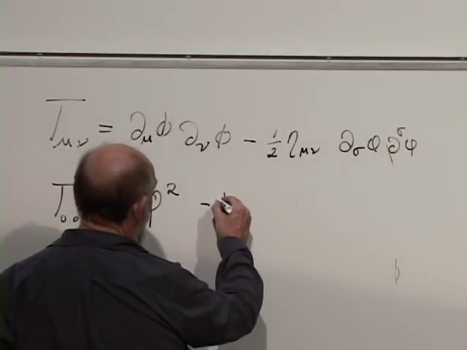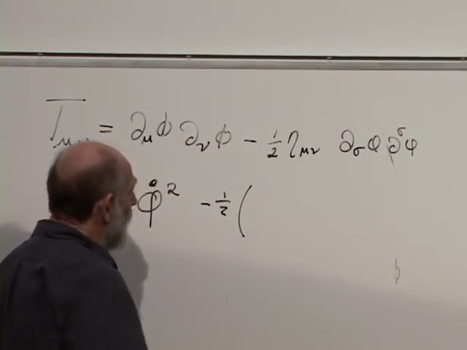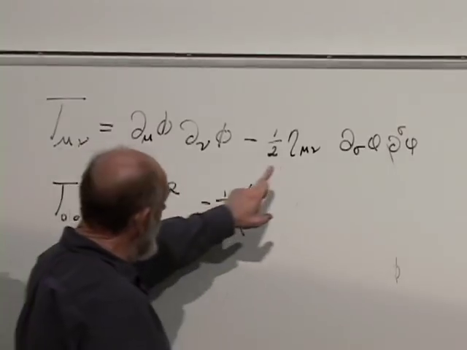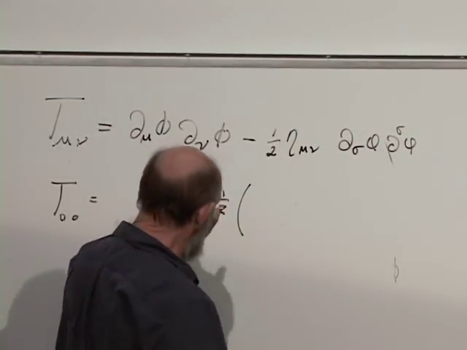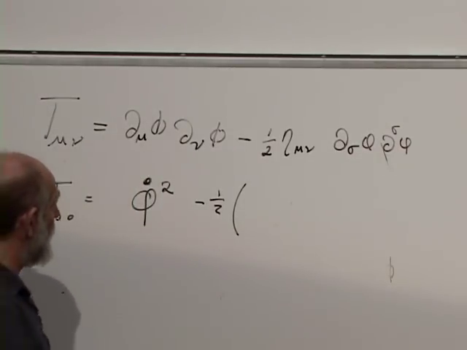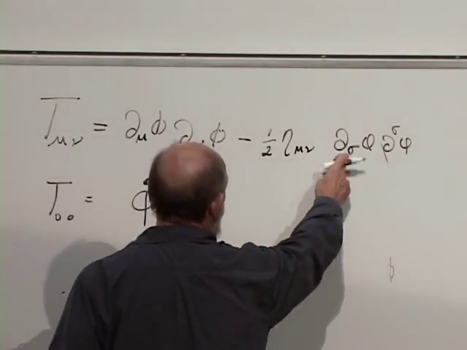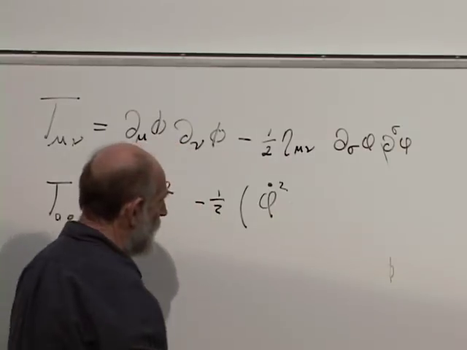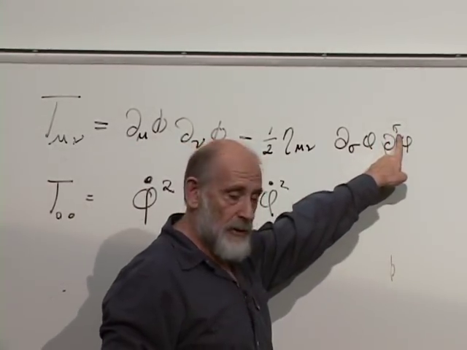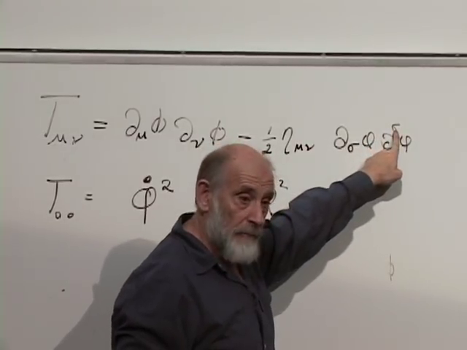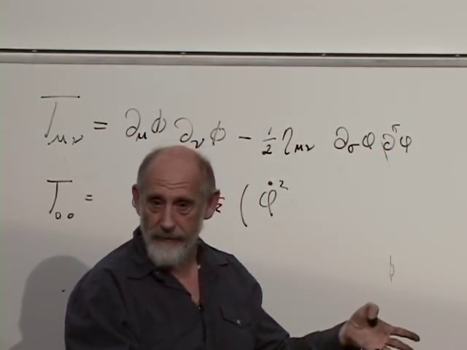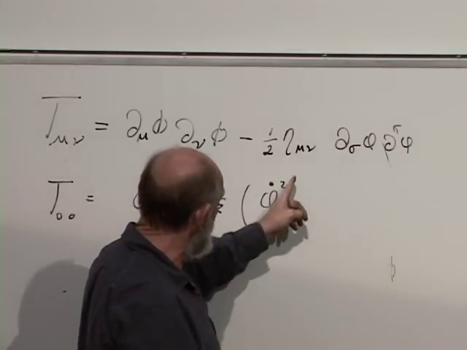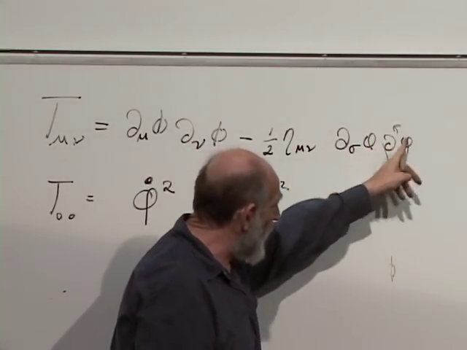And then minus 1/2. And let's see what we have. We have eta mu nu. We're interested in the time component of it. What is eta naught naught? One. So we just leave that alone. And then we have phi dot squared. Why phi dot squared? If sigma is time, then raising and lowering doesn't do anything. Raising and lowering a time index doesn't change its sign. Raising and lowering a space index does change its sign. So we have phi dot times phi dot.